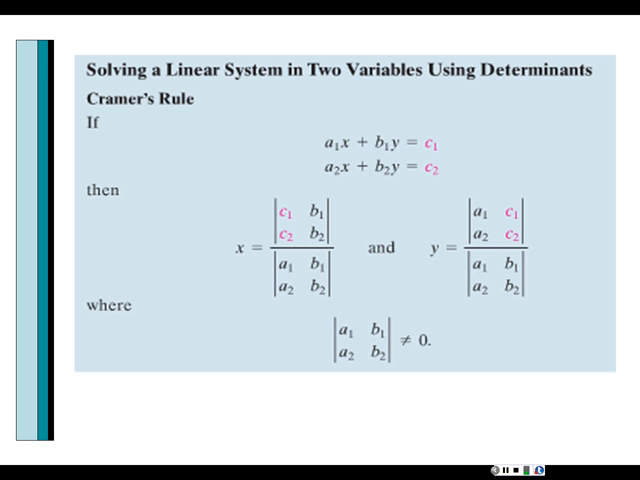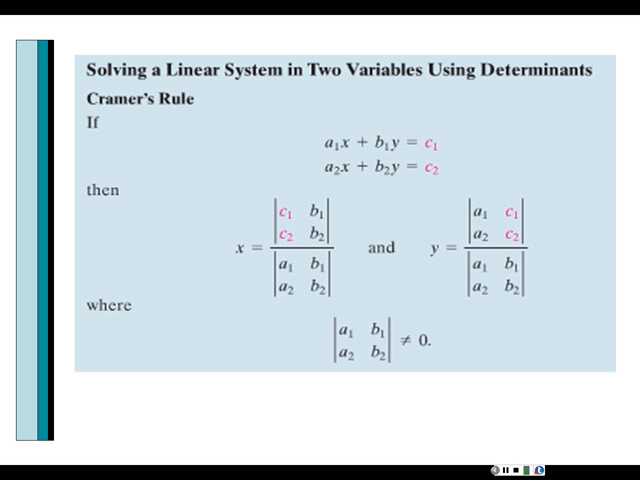For both x and y, the denominator is exactly the same. But in the case of the numerator, look at this one. For x, if you look carefully, the first column is coming from the constants, and the second column is the column for y. When you are finding x, the first column is the column for constants and the second column is the column for b. And when you are finding y, you still have the column for constants, but it is in the second column, because the ordering is important here.